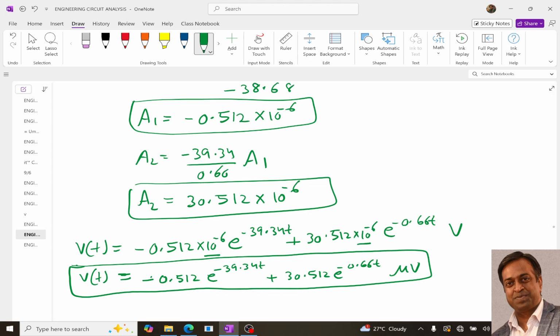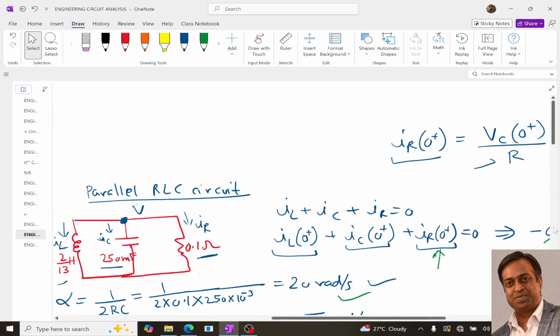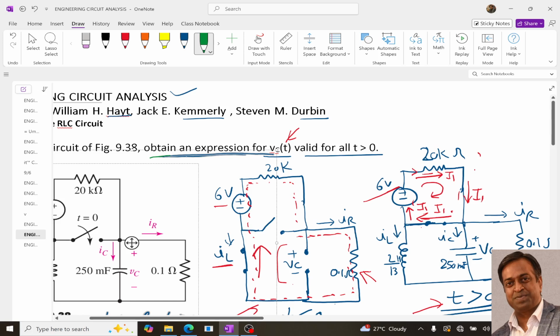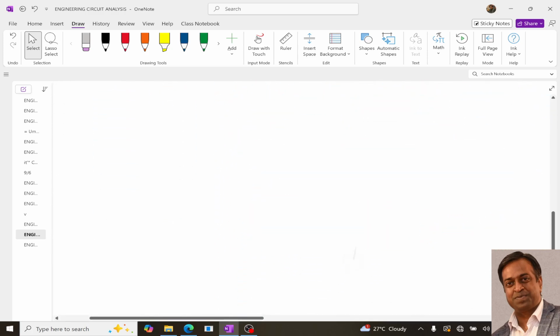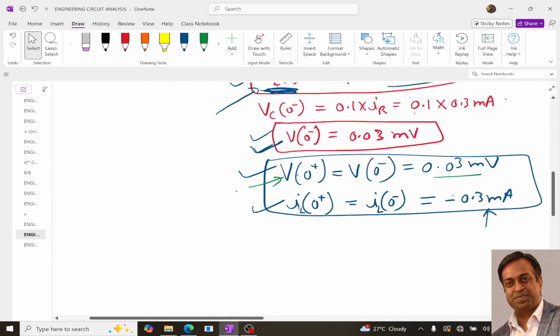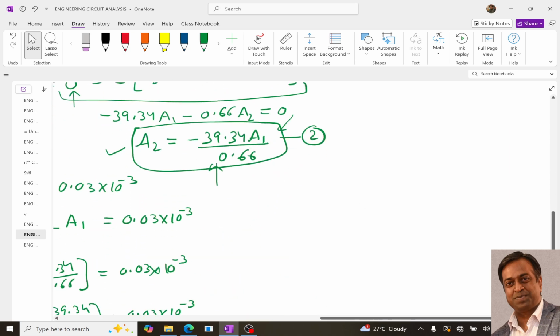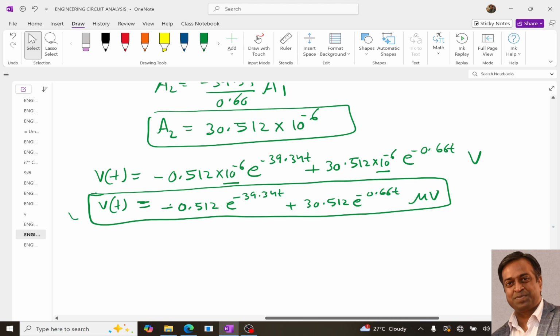So this is the voltage across all the three elements of the circuit. So coming back to the question, it says we need to obtain an expression for VCT, the voltage across the capacitor. So it is the answer. Just a minute. Yes, so this is the answer.